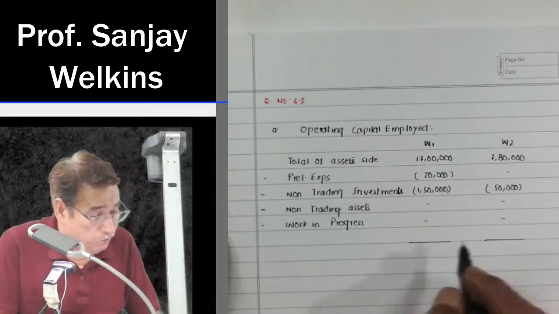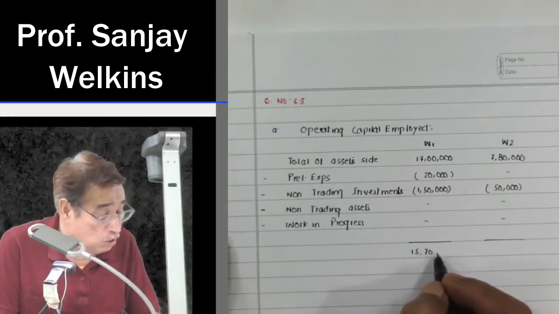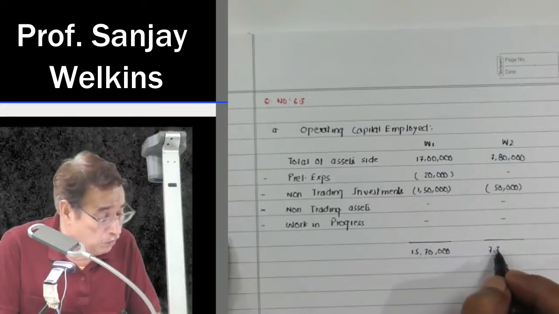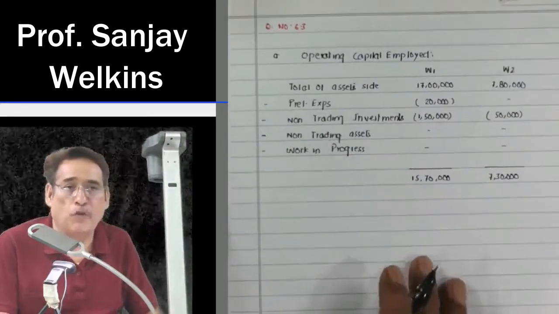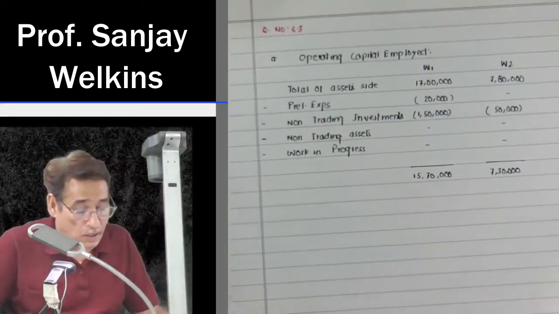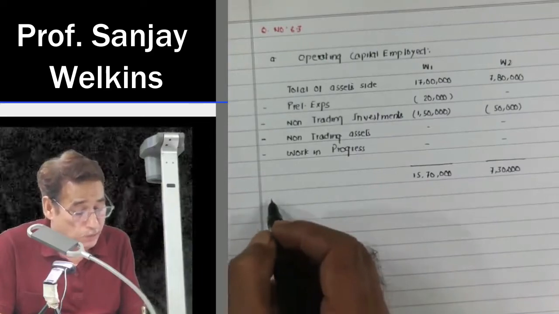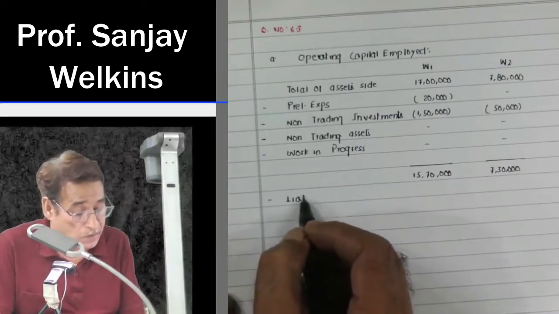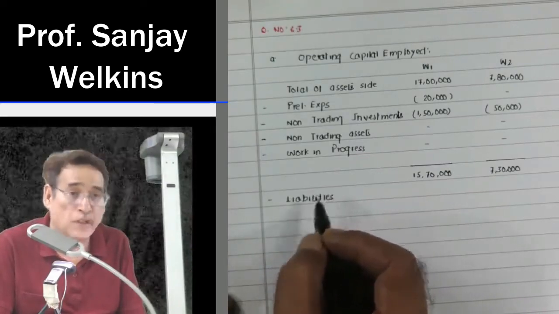So 15,70,000 will become the total of assets which we are considering, and 7,30,000 will be the assets of W2 Limited, which we will have to consider for the computation of goodwill. Is it clear to you or not? Now, after that, what you are supposed to do? Of course, you will have to subtract the liabilities, because ultimately we have to compute the capital employed.